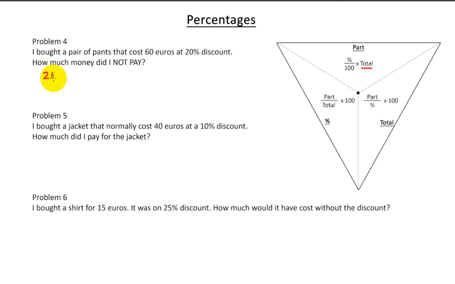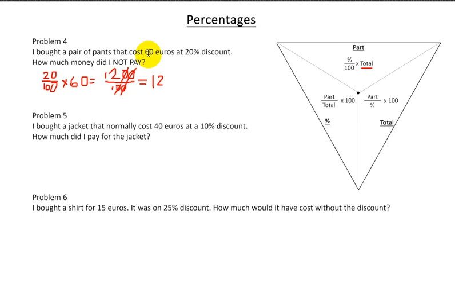So 20 over 100 times the total being 60. 60 times 20 makes 1,200 over 100. And we cross out the zeros. What we're left with is 12. So my answer should be, I did not pay 12 euros. That's 20% of 60. That's how much I am not paying.